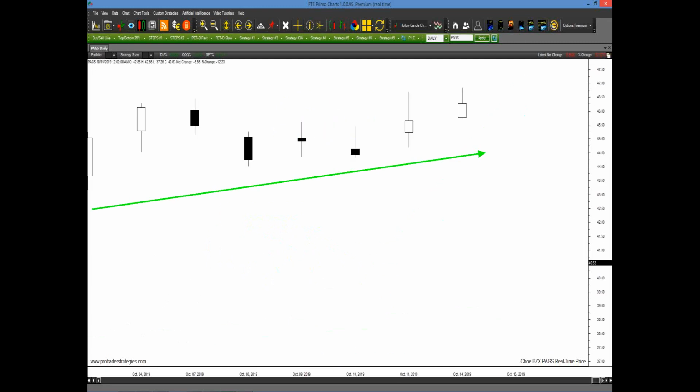A little bit further, someone could have said, well, look at this example in PAGS. Steve, this is a classic uptrend. Higher highs, higher lows.